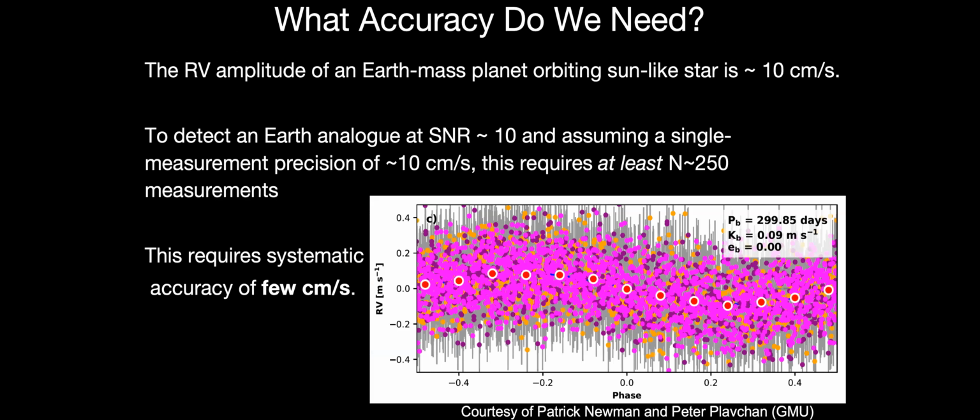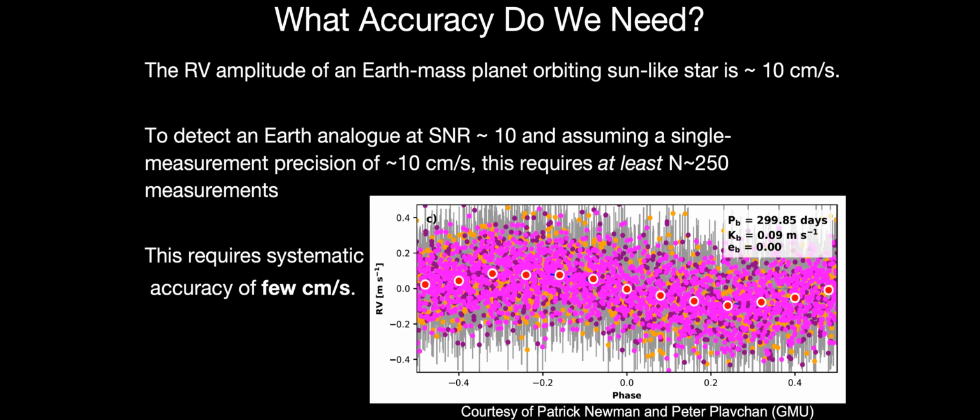So in order to measure the masses of those kinds of planets, which again have an RV semi-amplitude of about 10 centimeters per second, we need to be achieving single measurement precision of about 10 centimeters per second. So that's an order of magnitude better than what we're achieving right now, or at least in the years leading up to now, and still a factor of 3 to 5 better than what we think these new RV instruments coming online are going to achieve.